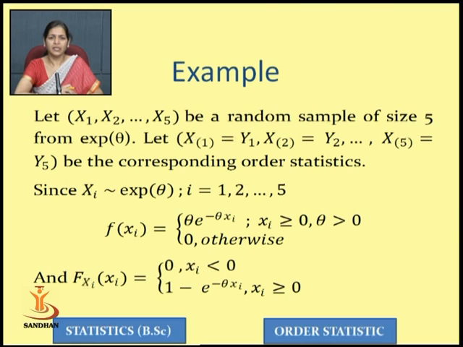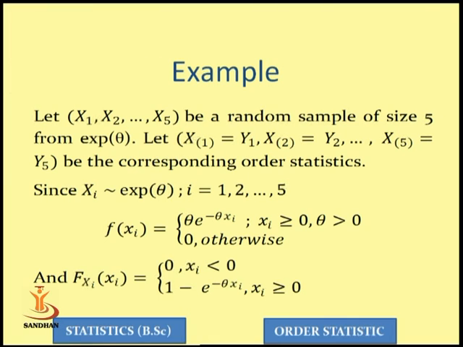The PDF of the exponential distribution is written as theta e raised to minus theta xi, where xi is an exponential random variable varying between 0 and infinity. So xi should be greater than or equal to 0, and the parameter theta also should be a non-negative real constant, and the corresponding distribution function capital F of xi is of this form: 0 if xi is less than 0 and 1 minus e raised to minus theta xi if xi is greater than or equal to 0.